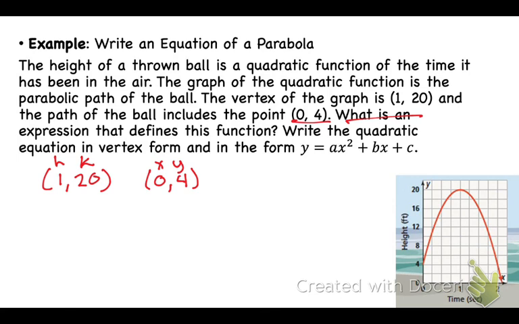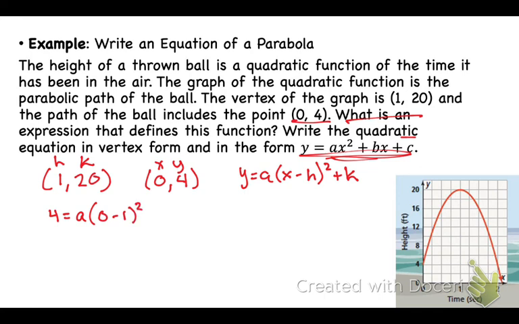Okay, and then it says, write it like this, but I'll show you, that's not hard. We're going to use y equals a(x minus h) squared plus k, correct? If you write that in every problem you use it on today, will you know it by the end of the day? Okay, what's y? 4 equals a, and then (0 minus 1) squared plus 20.